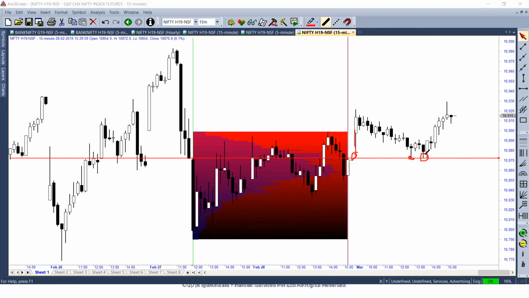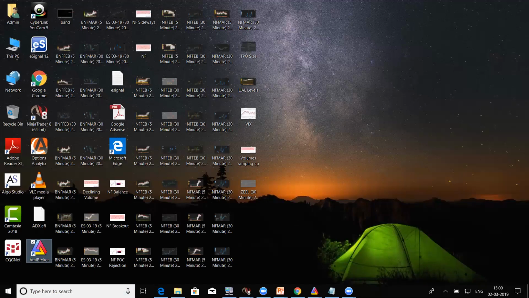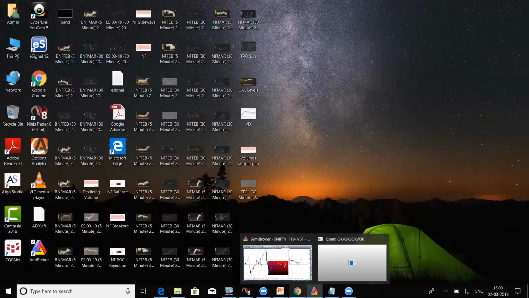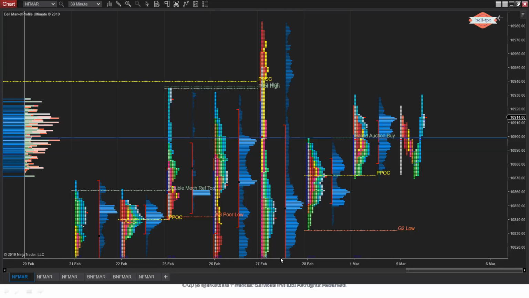This same feature is also there in Bell Market Profile Ultimate. So I'll show you how it works exactly in NinjaTrader. Then I'll try to give the context to it. Context is also one major thing which is pretty important, which comes with market experience, which comes with screen time. So what I'm going to do here is pull up the same Nifty chart.